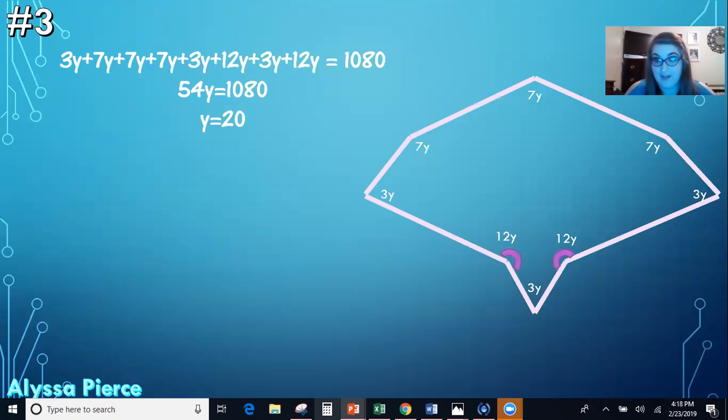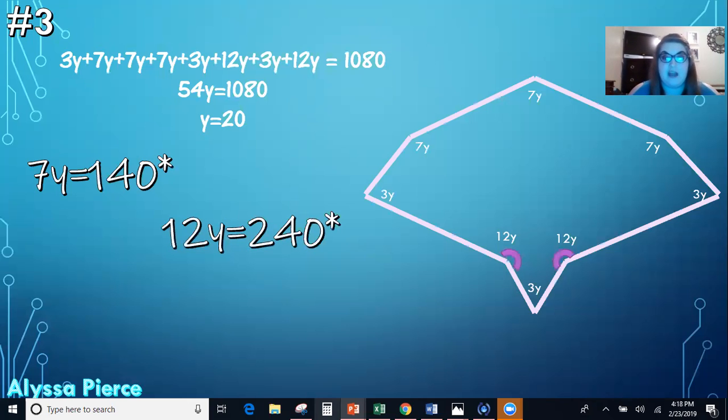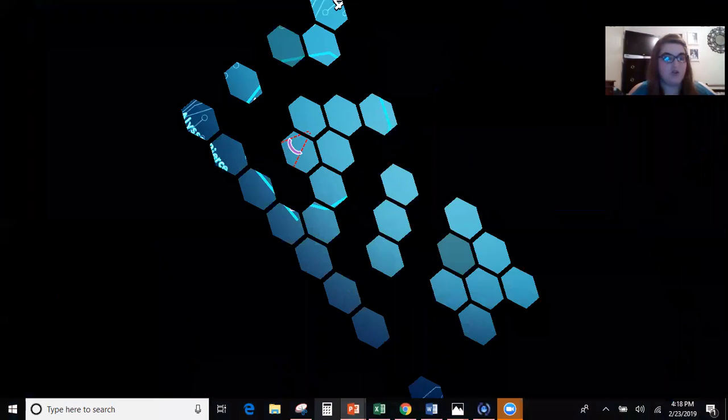Are we done? No, we're not done yet. So now we're going to plug in that 20 anywhere we see a y. In the cases that we see 7y, that means 140 degrees because 7 times 20 is 140. Anytime we see 12y, that is 240 because 12 multiplied by 20 is 240. And then 3y is going to be 60 degrees because 3 multiplied by 20 is 60. So that solves number 3. Super easy, super awesome.